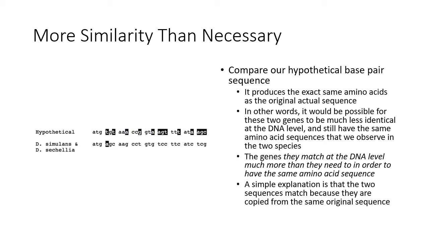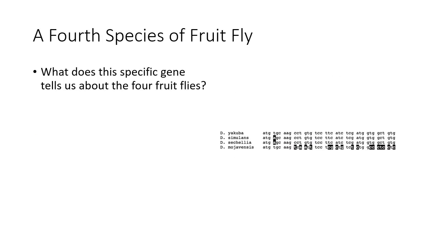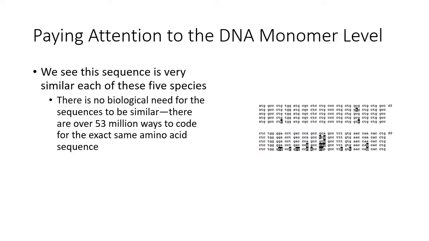And the point is, and this is going to be really important, that genes match much more than they need to. So here's an example of a 4th species of fruit fly. I'm just going to skip over that for now. But this is really, really important. So let's say there are 5 species here. And there's no need for these sequences to be so similar. There are 53 million ways to code for the exact same amino acid sequence in these 5 species. But you see there's a lot of similarity between them. The bottom 2 have some more shared mutations, and so on and so forth.